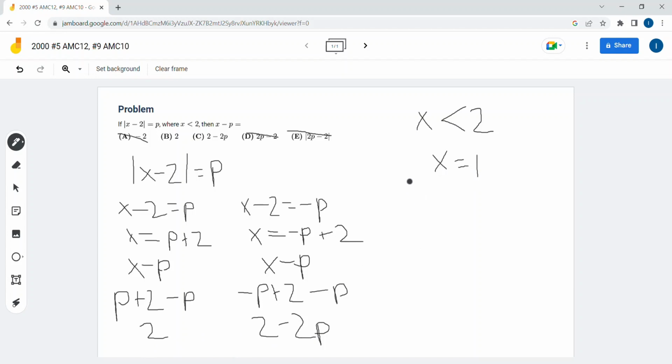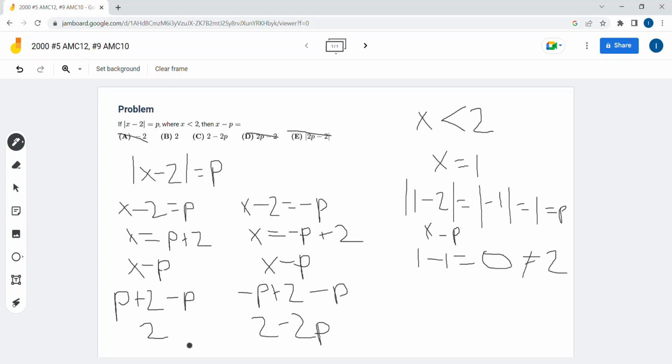When x is equal to 1, the absolute value of this expression, 1 minus 2, is equal to the absolute value of negative 1, which is equal to 1. And this is our p-value. So what is x minus p? Well, it's equal to 1 minus 1, which is equal to 0. And 0 is not equal to 2. So we know this is incorrect, but let's just show that C is our correct answer.